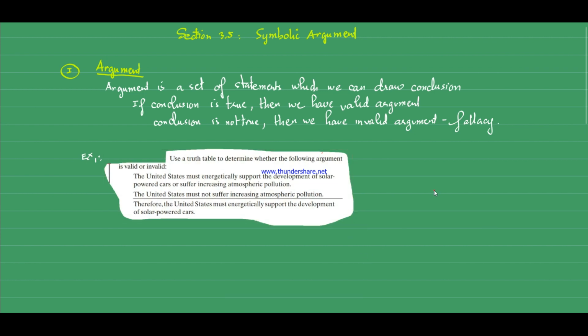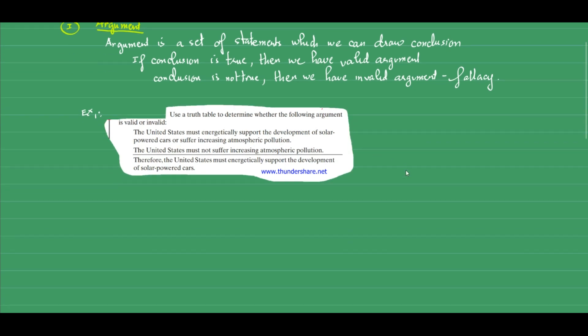So I have a problem like this. It says, use the truth table to determine whether the following argument is valid or invalid. They give us the statement like this: the United States must energetically support the development of solar power cars or suffer increasing atmospheric pollution. That is the first premise. Right over here is the first premise.